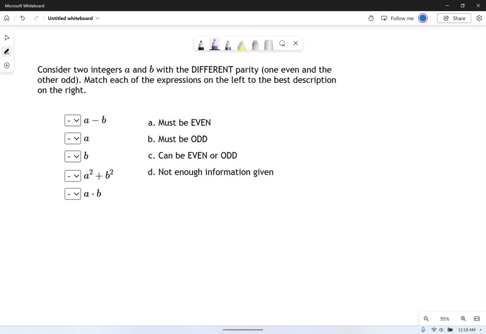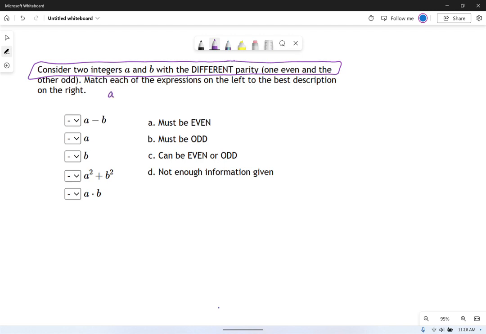Whenever you have a question asking you something about even and odd numbers, like does it have to be even, does it have to be odd, what about the product, and so on, make your life easier and take the information they give you right here, right? Two integers with different parity, one's even, one's odd, and just pick two integers.